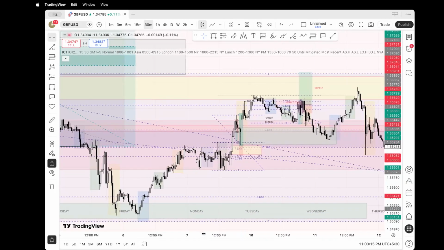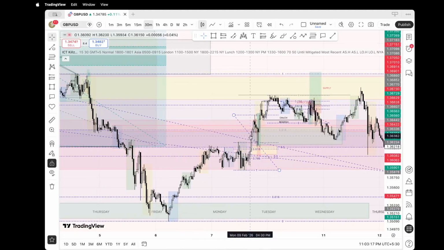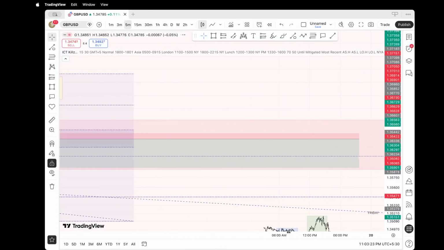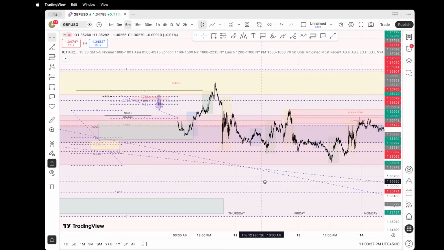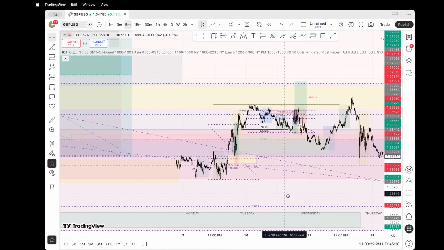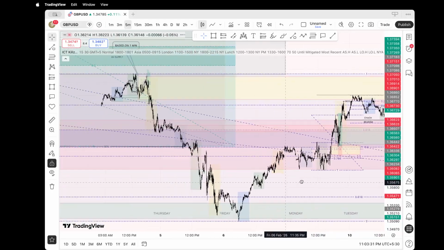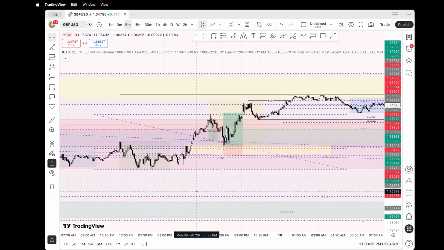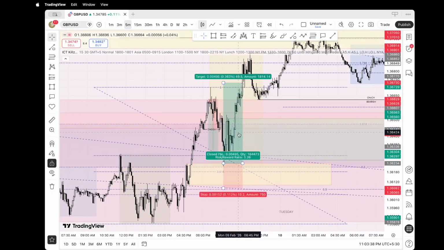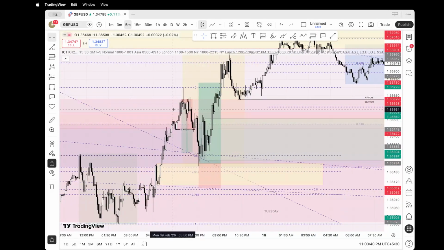Seriously. Okay, so I took this trade, and it went through the order block like it was nothing. So let's zoom in and see what exactly happened that day. I was at this order block, and it gave a change of character at a very small time frame.